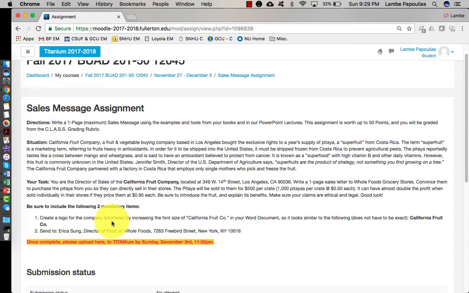Create a logo for the company letterhead by increasing the font size of California Fruit Company in your Word document so it looks similar to the following but does not have to be exact. So just use California Fruit Company right here as your logo, and send to this person here with their address.